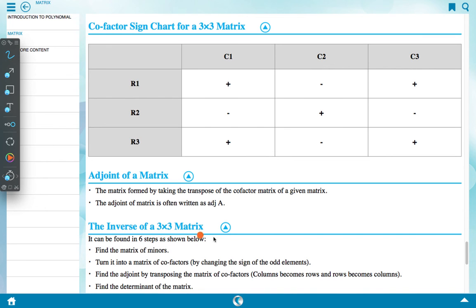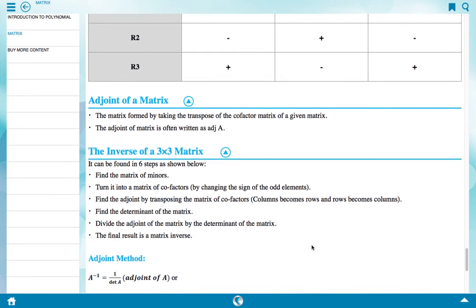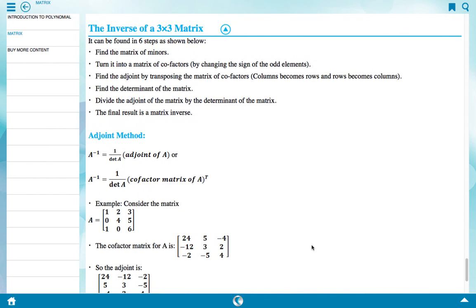The inverse of a 3×3 matrix. It can be found in 6 steps as shown below. Find the matrix of minor. Turn it into a matrix of cofactor by changing the sign of the odd elements. Find the adjoint by transposing the matrix of cofactor: columns become rows and rows become columns. Find the determinant of the matrix. Divide the adjoint of the matrix by the determinant of the matrix. The final result is the matrix inverse.